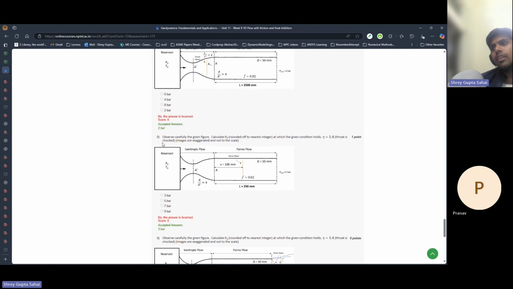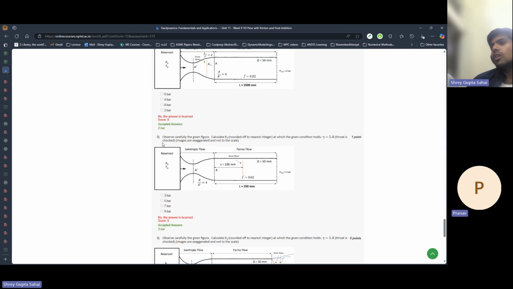Where did you get the P naught as 3.4 bar? At the entrance of the duct? At the exit of the nozzle, or the entrance of the duct. Okay, so you got the same P naught value. Okay, fine, got it. The reservoir pressure you got directly.